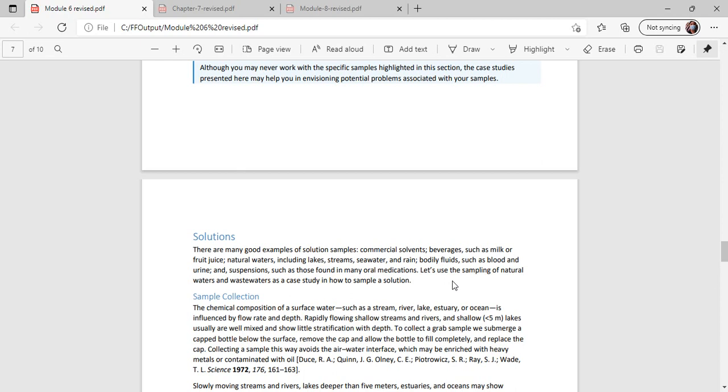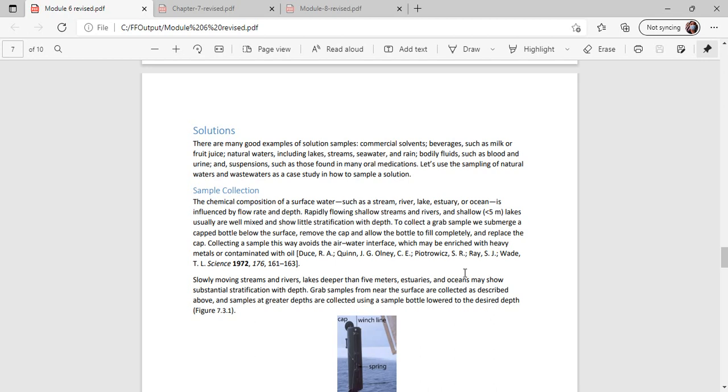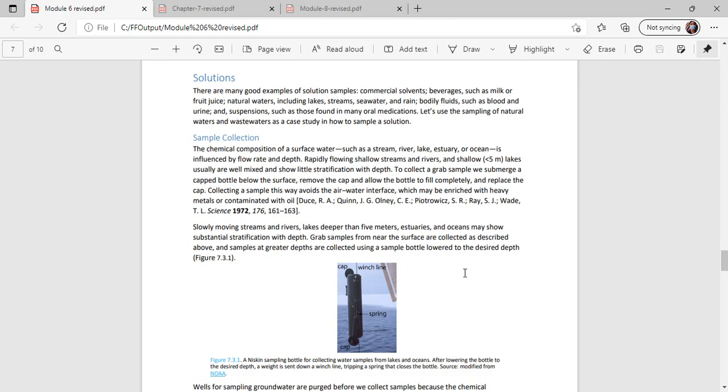So you have here your solution. Okay, there are many examples of a solution sample. Commercial solvents, your beverages, what we drink, such as your milk, your fruit juice, natural water, including your lake, stream, seawater, and also rain. Then you have your body fluids, such as your blood and urine. And also you have your suspensions, such as those found in many oral medications. Thus we use the sampling of natural water and wastewater as a case study in how we sample a solution. Now you have sample collection.